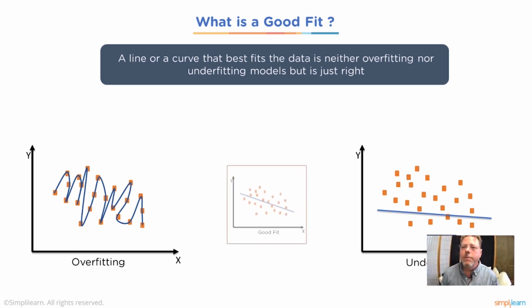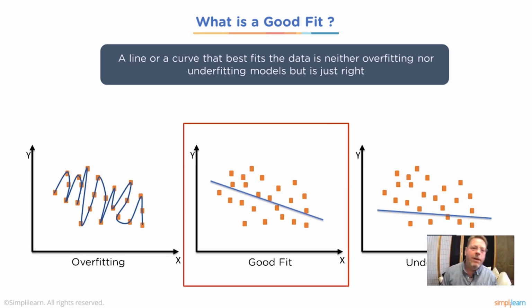A linear curve that best fits the data is neither an overfitting nor an underfitting model, but is just right. And of course we have the nice examples here: overfitting, lines going up and down, every point trying to be included. Underfitting, the line really is off from where the data is. And then a good fit has to get rid of that and minimize that error coming through.